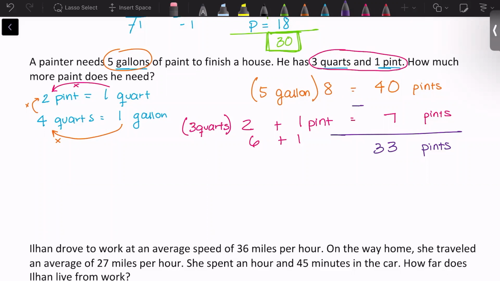Yes. Now, I'm not sure how the answer choices were listed. If they were listed in gallons and pints, to convert this to gallons, since you're going from a small unit to a big one, you would divide. So you would divide 33 by 8. That would be 4 with a remainder of 1. So that means you would have 4 gallons and 1 pint left over.